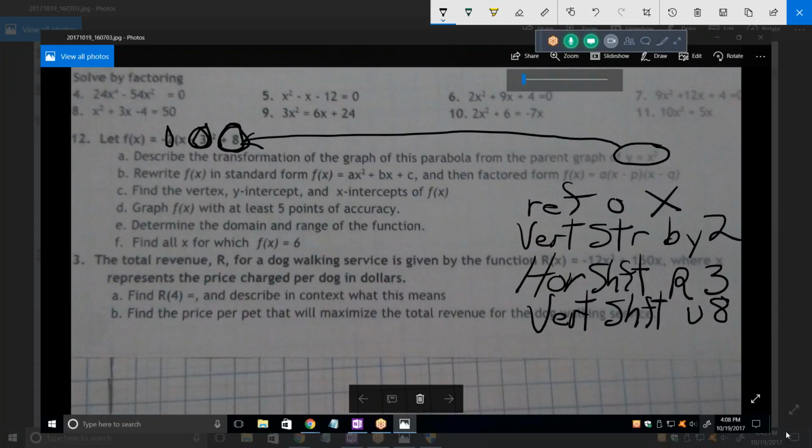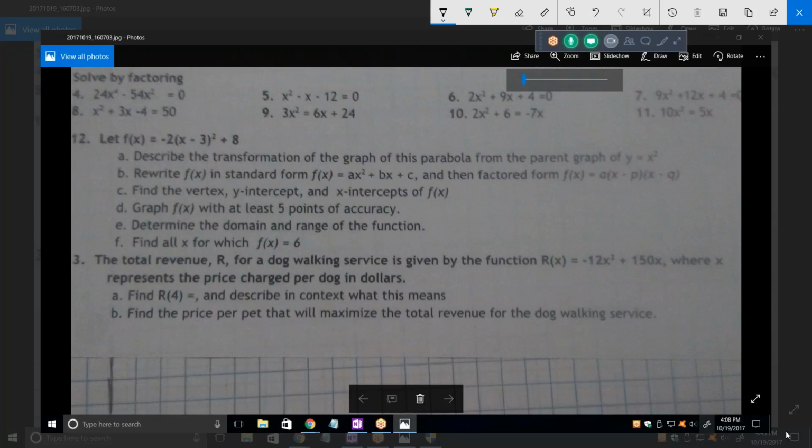Okay. Rewrite in standard form. How do I do that? So, you want to square first. In other words, you want to use PEMDAS. You want to do the exponential part first. Because the leading 2 is not being squared. The only thing that's being squared is x minus 3. So what's x minus 3 times x minus 3?